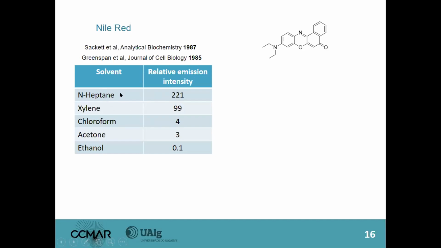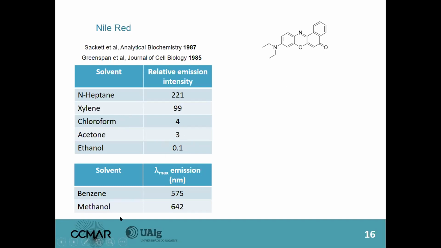Here you can see that in a non-polar solvent like heptane, the emission intensity is about 3 orders of magnitude larger than in a polar environment such as ethanol. This means that when this compound migrates into microplastics, it will increase the emission intensity. Another piece of information about Nile red is that the maximum emission changes depending on the polarity of the environment. In this case, in benzene it is 575, while in methanol it is 642.